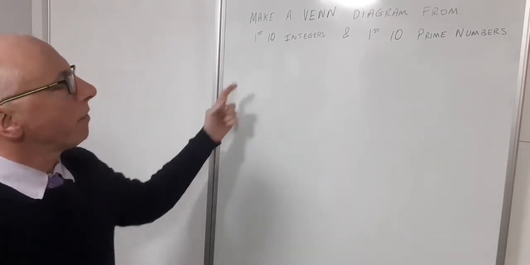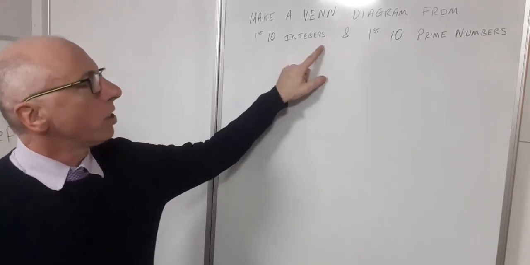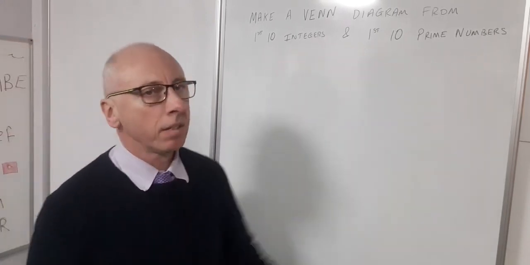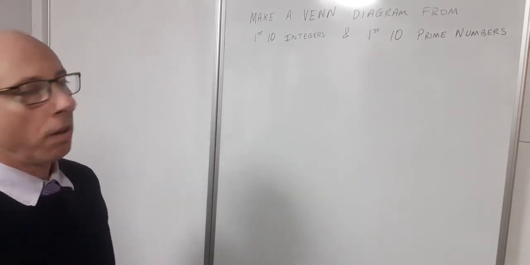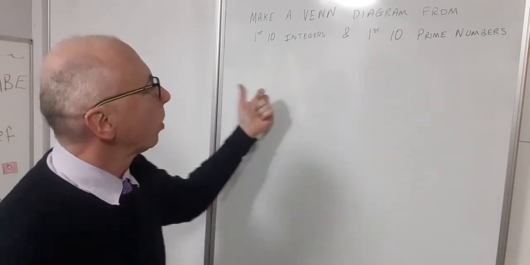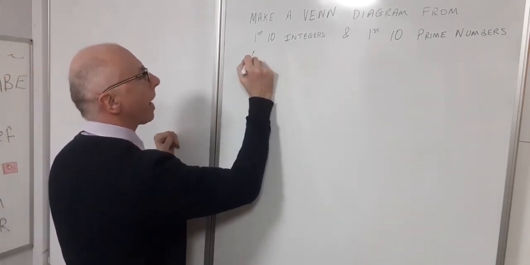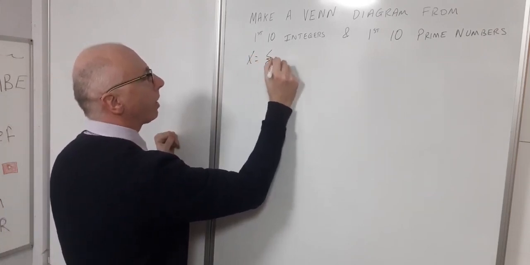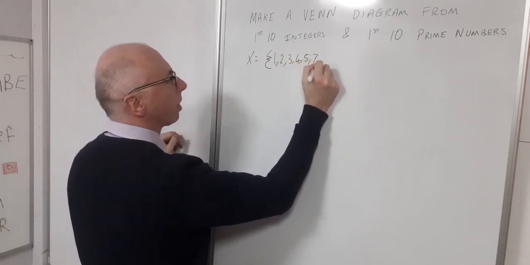So in this video we're going to make a Venn diagram from these two groups: the first 10 integers and the first 10 prime numbers. Before we set up our Venn diagram picture, let's list out our two groups, or we call them sets. So the first 10 integers, I'm going to call that set X. That can be just the numbers up to 10. That's our first 10 integers.